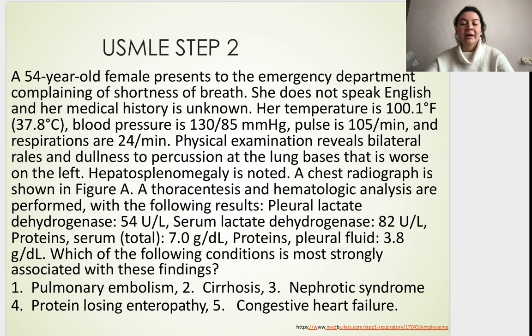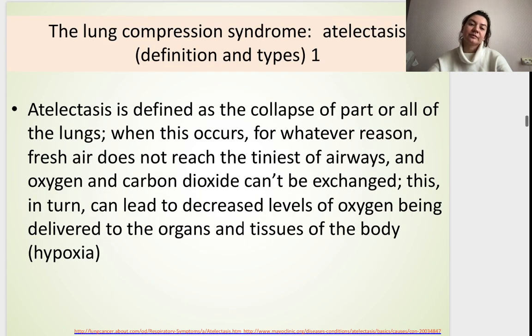Thoracentesis and hematologic analysis are performed with the following results. Pleural lactate dehydrogenase 54, serum lactate dehydrogenase 92, proteins in serum total 7.0, proteins in pleural fluid 3.8. Remember the previous picture. Which of the following conditions is most strongly associated with these findings? Yes, all information is in the previous table. Options: first, pulmonary embolism; second, cirrhosis; third, nephrotic syndrome; fourth, protein-losing enteropathy; fifth, congestive heart failure.